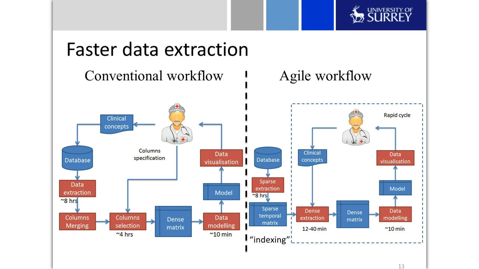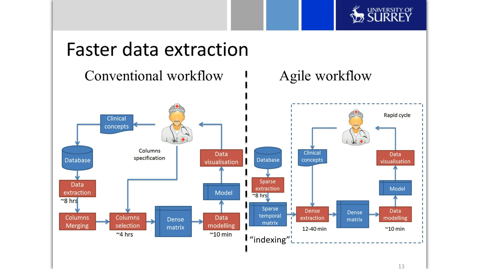Let's consider a conventional workflow and compare it with an agile workflow to see how the latter can speed up the process. On the left, the clinicians will specify the concept of interest. The data are then extracted, columns are then merged. After that, columns are further selected. And this process takes around 8 to 12 hours. Having done so, the metrics are then formed and data are modeled and then visualized.